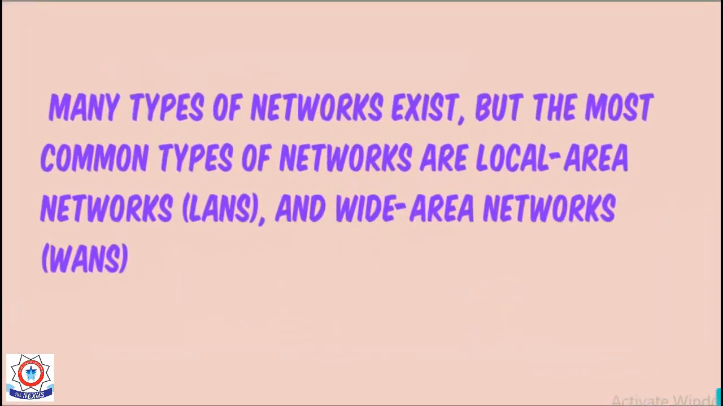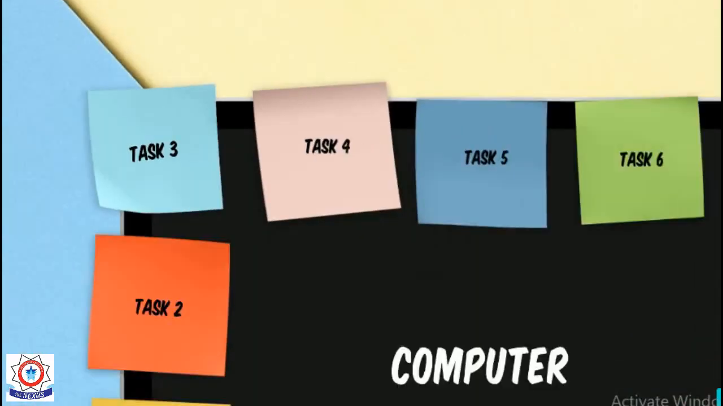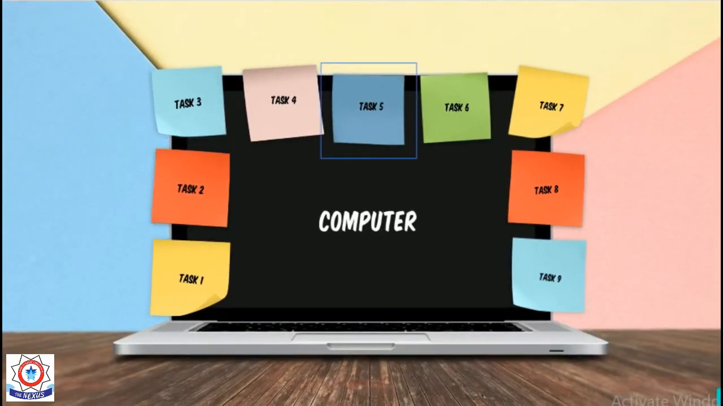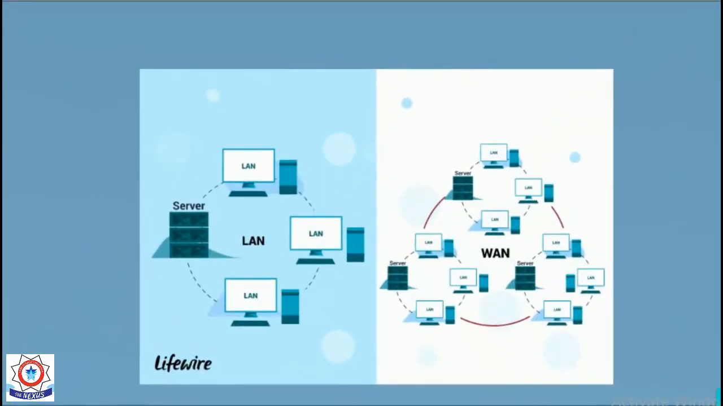Now, network obviously has types, but the most common types of networks are LAN and WAN. LAN is local area network and WAN is wide area network. But the chapter that we are going to study is local area network, so we will deeply discuss local area network, not wide area network. I will give you just a short or brief introduction of WAN. So this picture defines itself.